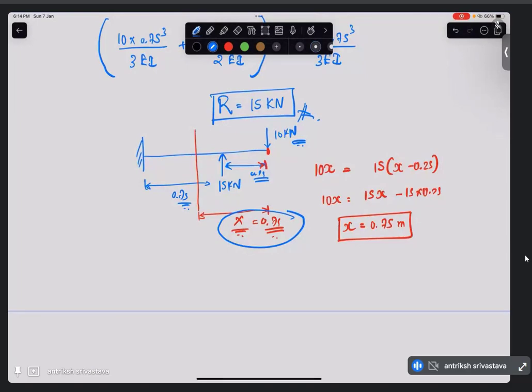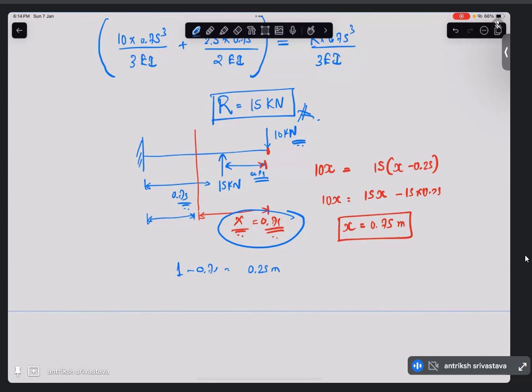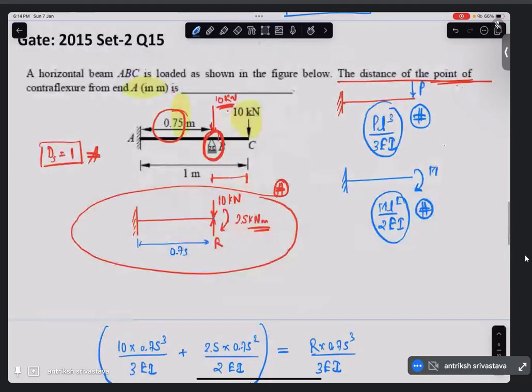So even if you did everything correct and forgot to calculate the distance from here, you would have lost 1 mark. So the answer is going to be 1 minus 0.75, that is 0.25 meters. This is the distance where the bending moment is 0, and that is the point of contraflexure. So 0.25 meter is the answer.